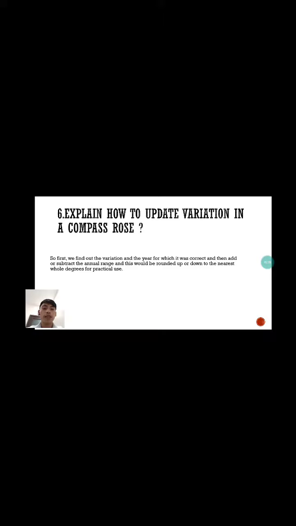Number 6: explain how to update variation in a compass rose. First we find out the variation and the year for which it was correct, and then add or subtract the annual change, and this will be rounded up or down to the nearest whole degree for practical use.